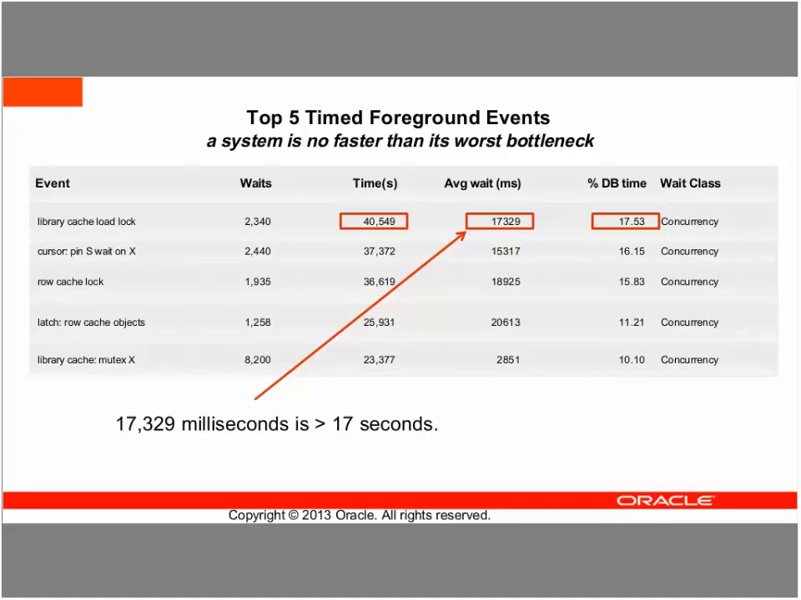We see this weird thing, library cache load lock. And look at the average time here. It shows that it's 17,000 milliseconds. That means an average of 17 seconds per acquisition of that library cache load lock, which in my mind is an extraordinary number.